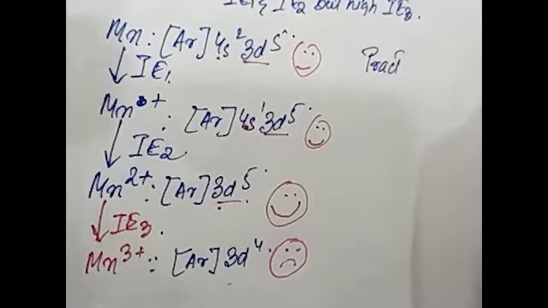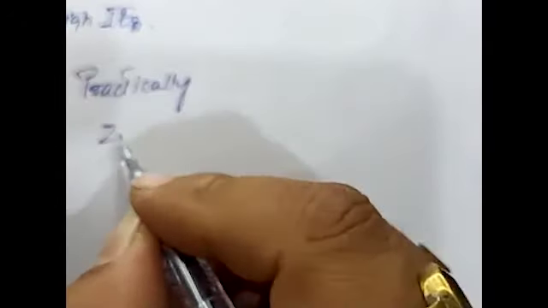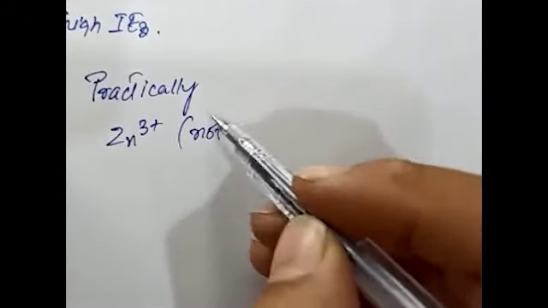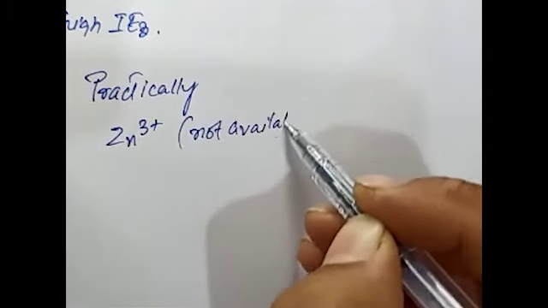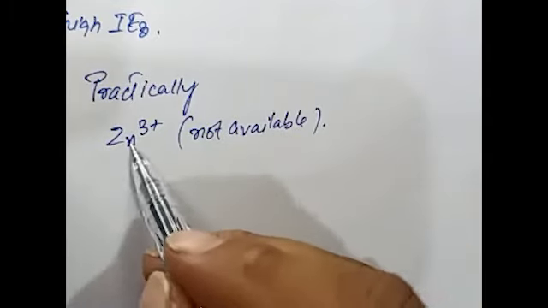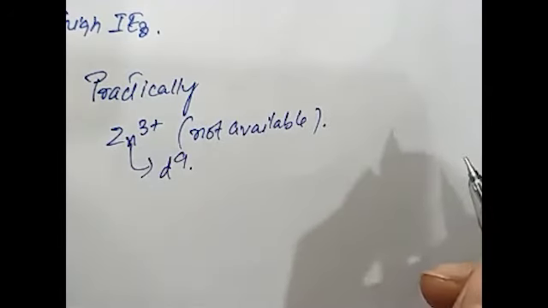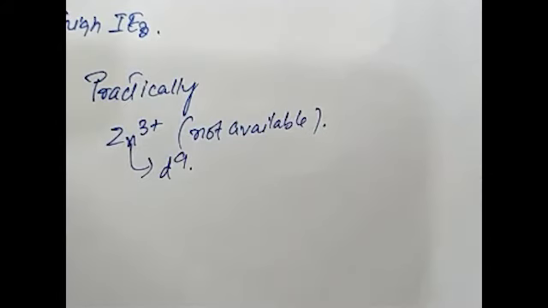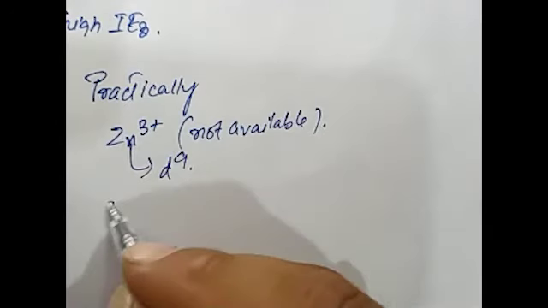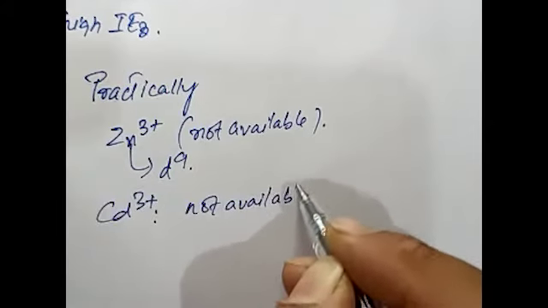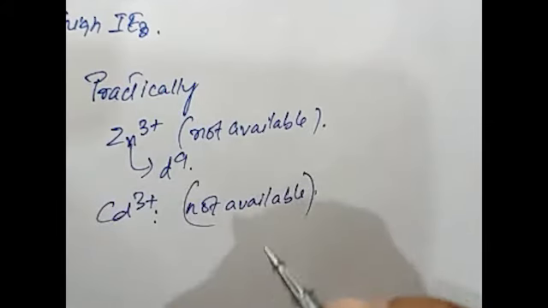Okay. Practically, zinc 3 plus is not available. Not available. You can see it is having d9 configuration. So because of the d9 configuration, it is not available. Very much not available. Okay. So then cadmium 3 plus is not available because its ionization energy is very high. IE3 is super high. Fine.